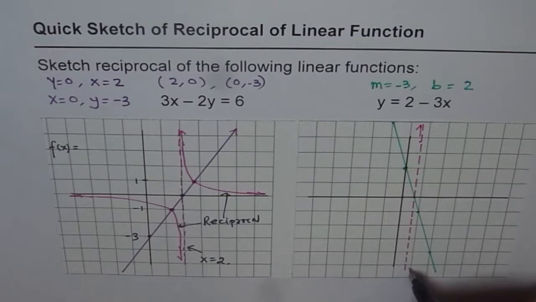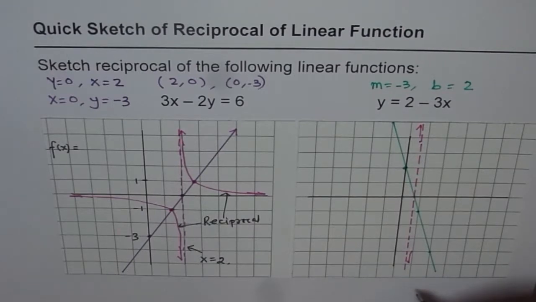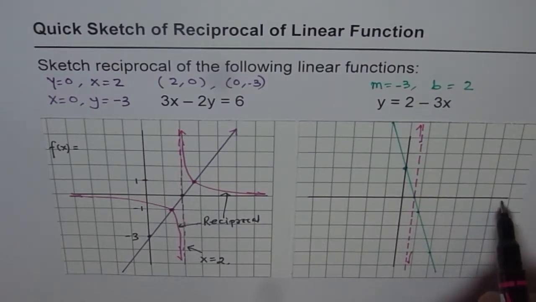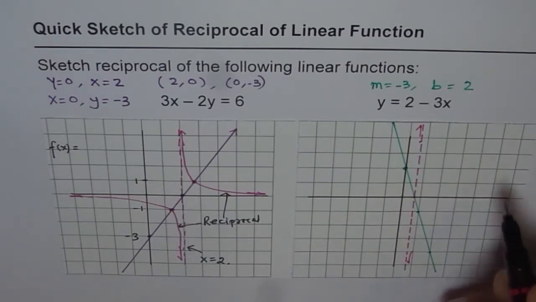On the other hand, when we are approaching the vertical asymptote from the right side, that is the positive side, the function is negative. So the reciprocal will approach negative infinity. So that's the behavior near the vertical asymptote. As far as the horizontal asymptote is concerned, as x increases, the y value decreases towards negative infinity, and therefore the reciprocal will approach 0 from the negative side.